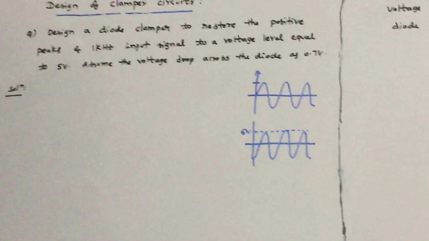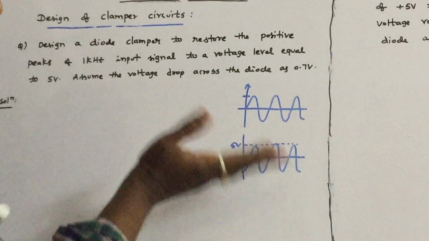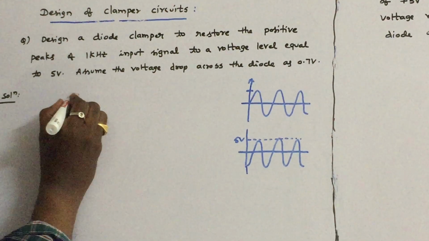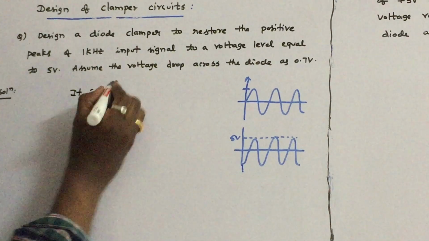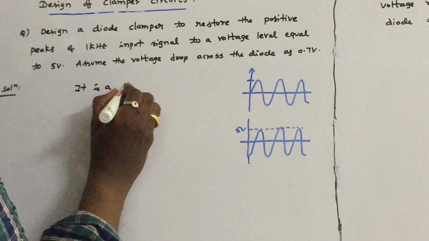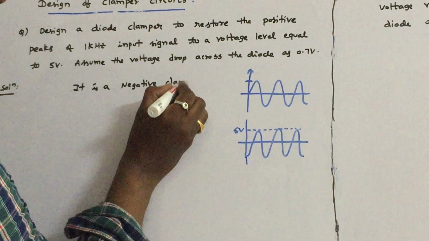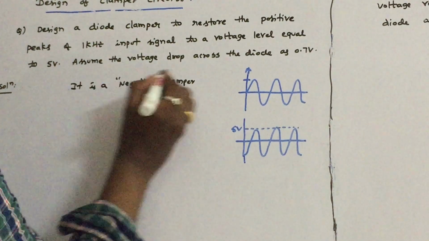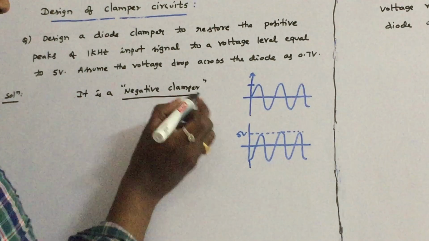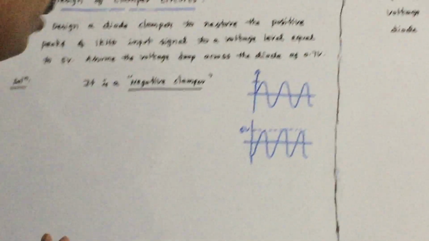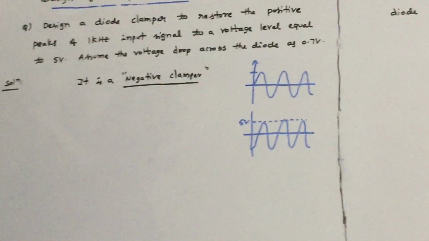So therefore, what type of clamper is it? It is a negative clamper. First you have to understand that it is a negative clamper. First point, we have to clamp the positive peaks at 5 volts. So that is the given question.